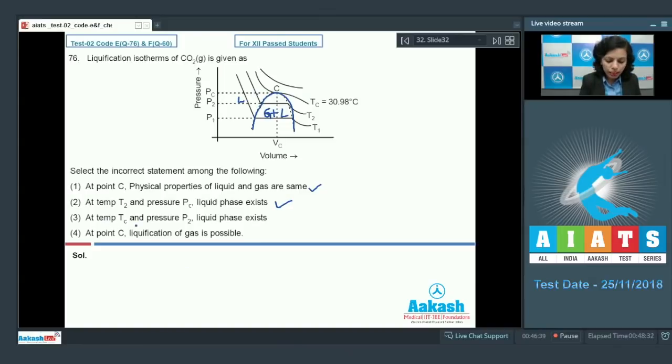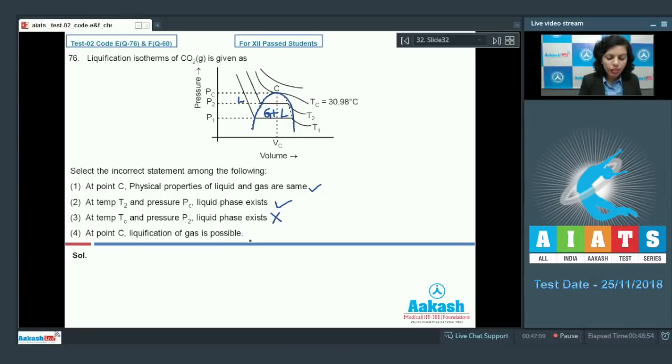Further, at temperature TC, the critical temperature, and pressure P2, liquid phase exists. At this point, if we talk about P2 and critical temperature, liquid phase does not exist. That's why the statement is wrong.